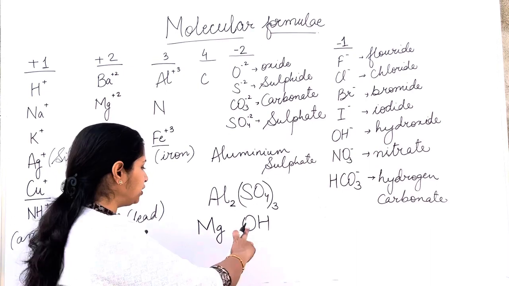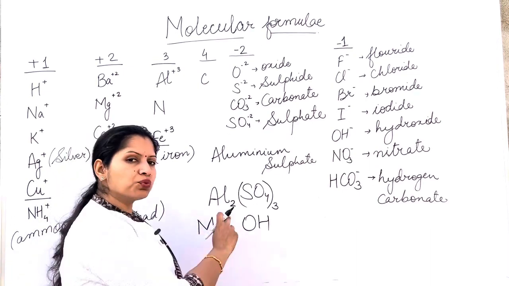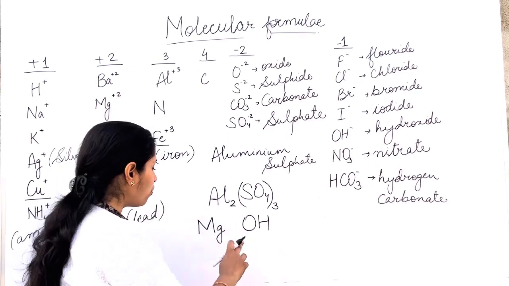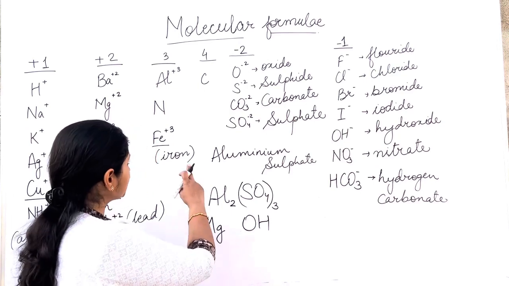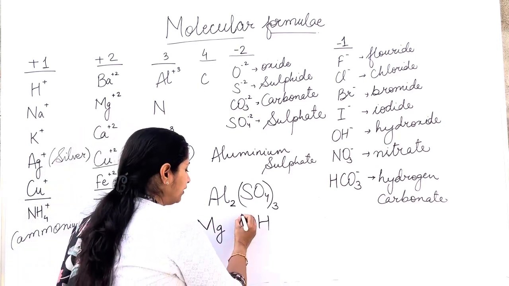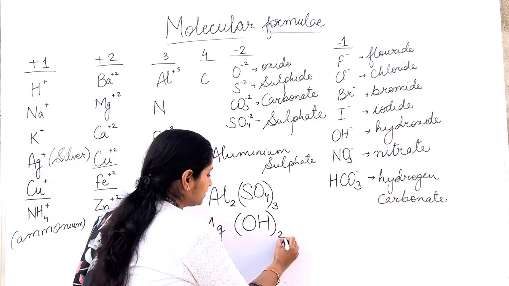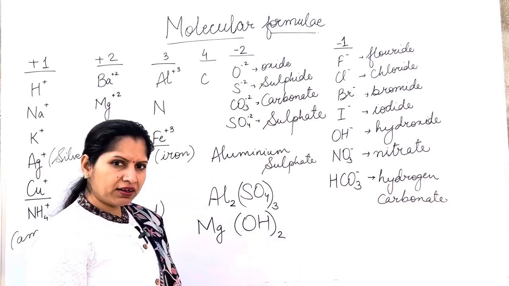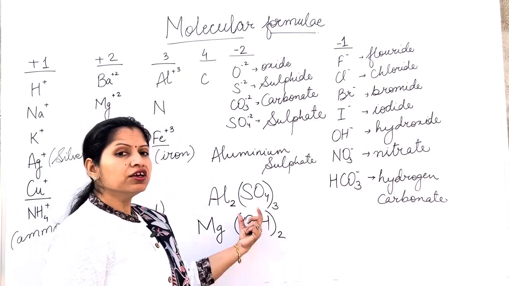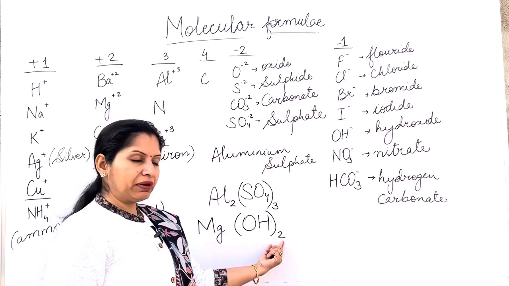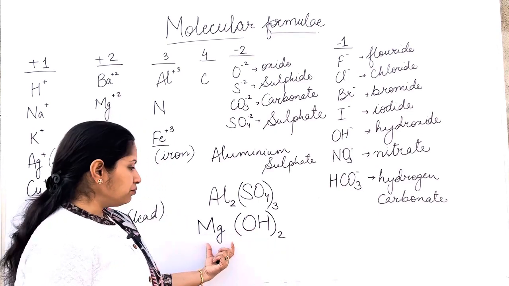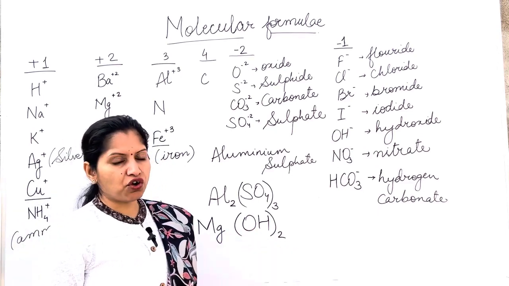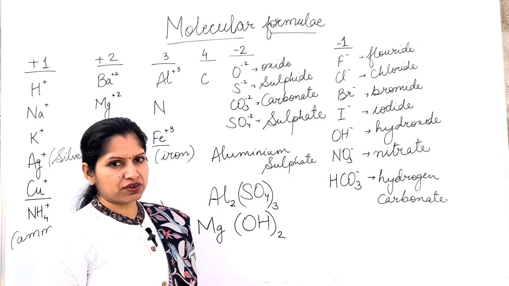It's 1, so you need not write 1. When it is 1, you need not write that. What is the valency of magnesium? You can see it's plus 2, so that you have to write. Since again it is a polyatomic ion, both oxygen and hydrogen are there, so both of them need to be multiplied with 2, and so we get Mg(OH)2 as the formula of magnesium hydroxide.